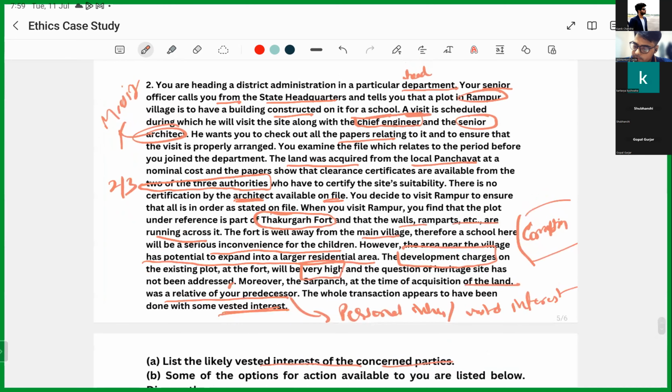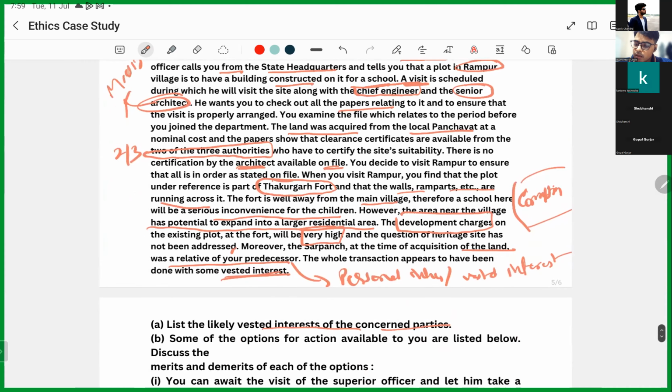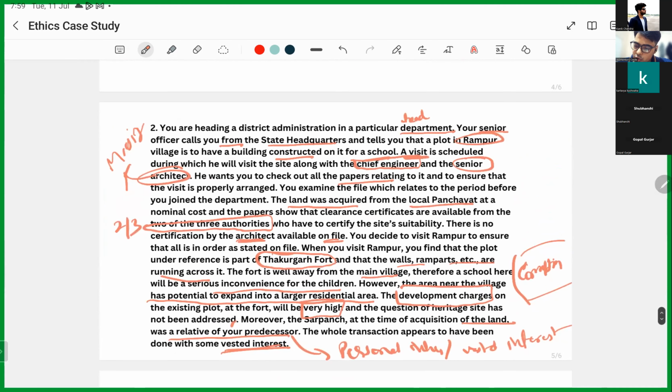Let me list it out. The question is the vested interest of the concerned parties. First, you should be clear what the vested or concerned parties are. Say department head. What is his vested interest? You are going directly into some other things. I'm talking about only vested interest. You are not extending your points to this. Department head, I'm talking about.